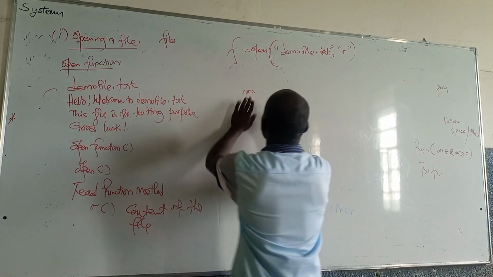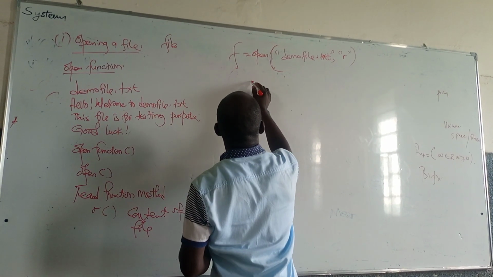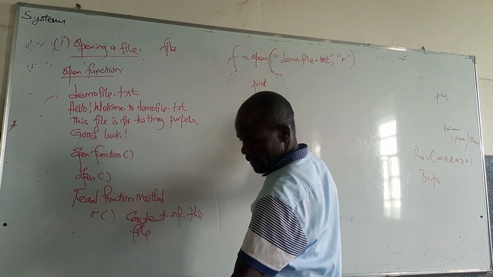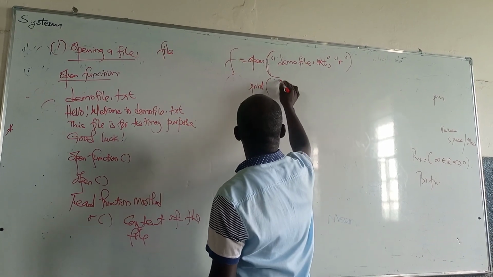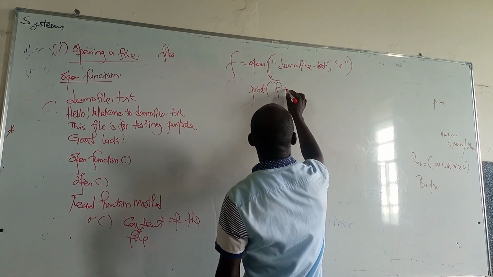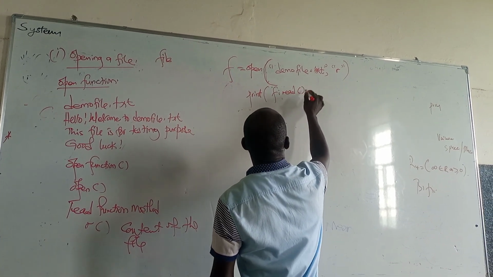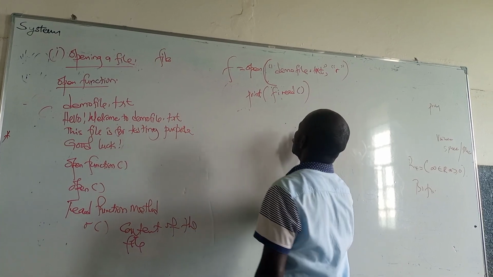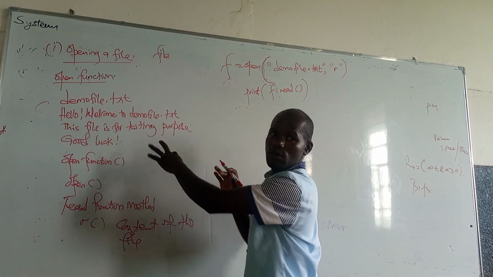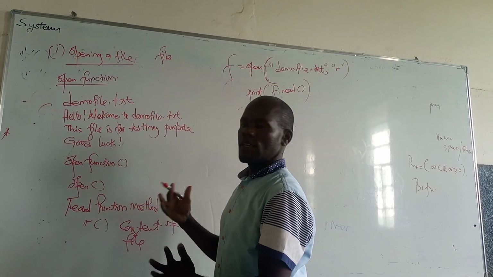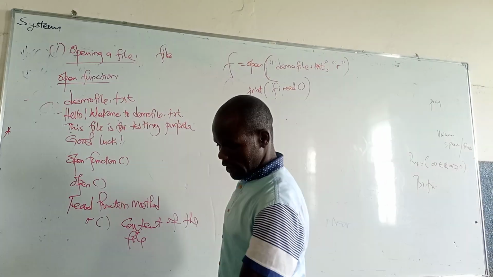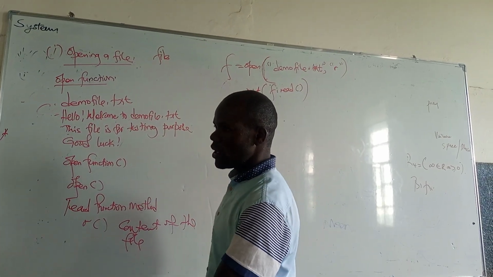Then on the new line you can say print. Print what? Print f.read. So it will read these files, which in our example are these ones.